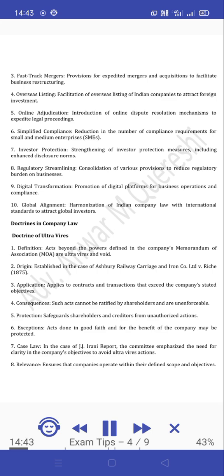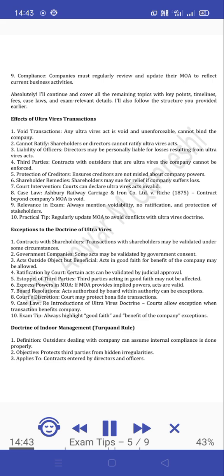5. Protection. Safeguards shareholders and creditors from unauthorized actions. 6. Exceptions. Acts done in good faith and for the benefit of the company may be protected. 7. Case law. In the case of J.J. Irani report, the committee emphasized the need for clarity in the company's objectives to avoid ultra vires actions. 8. Relevance. Ensures that companies operate within their defined scope and objectives. 9. Compliance. Companies must regularly review and update their MOA to reflect current business activities.